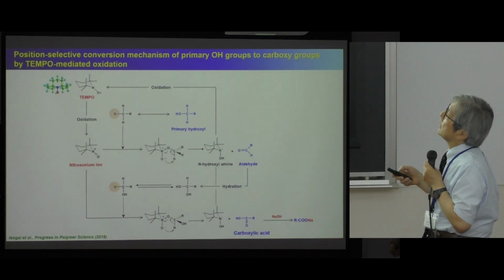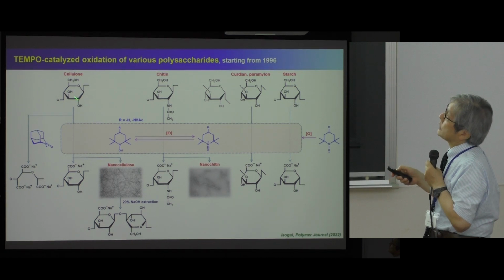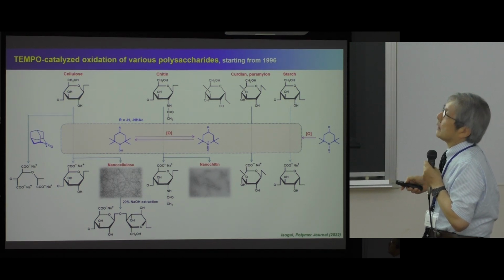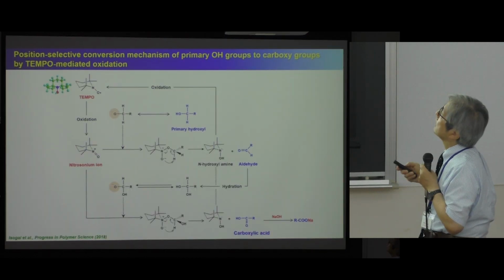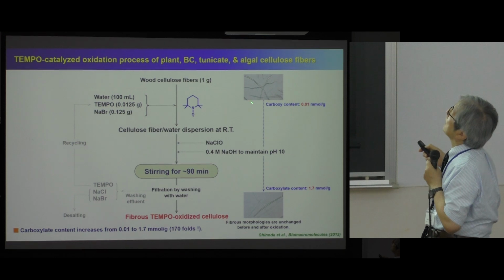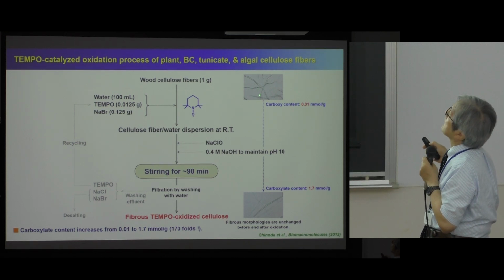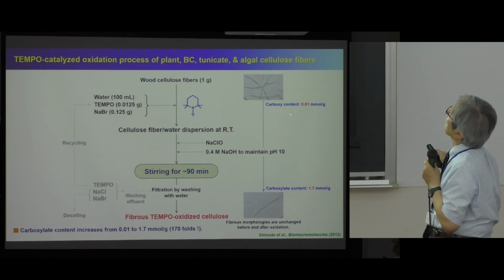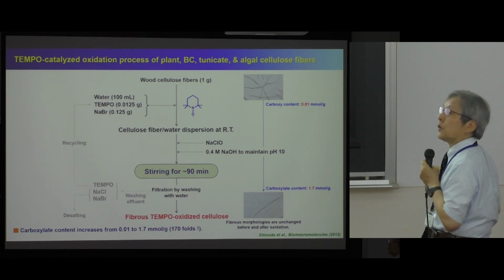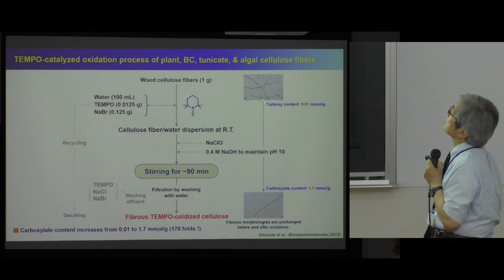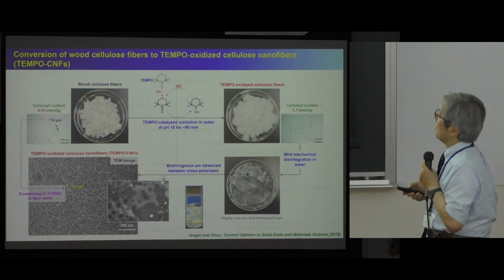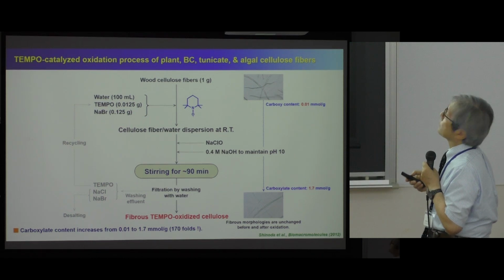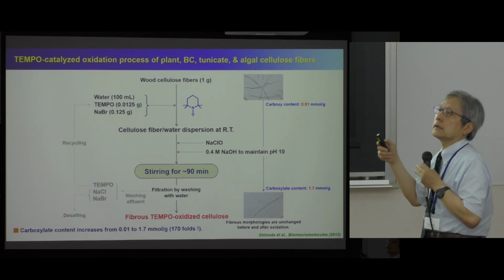Or rather, in the usual case, the water-insoluble products can be converted to water-soluble products. But in this case, the original fibrous morphology is unchanged before and after oxidation. But the carboxyl content increased almost 170-fold. It's quite a large amount of anionic charges introduced, even though the initial fibrous morphology is maintained. So we started this research from 2006, so 10 years later.